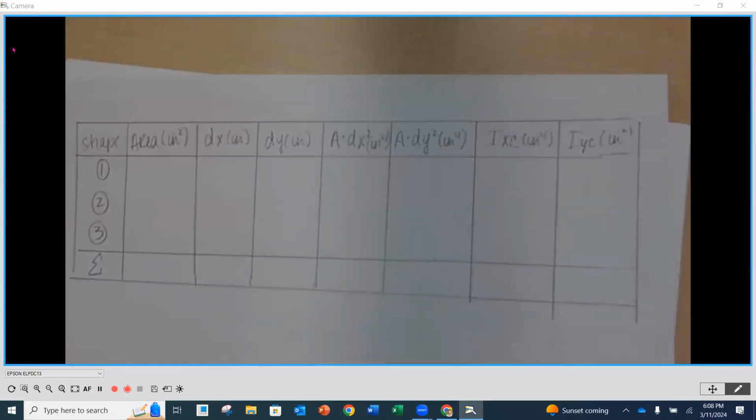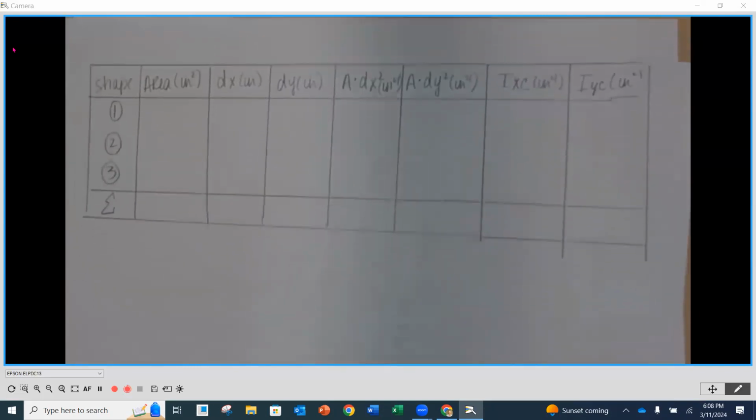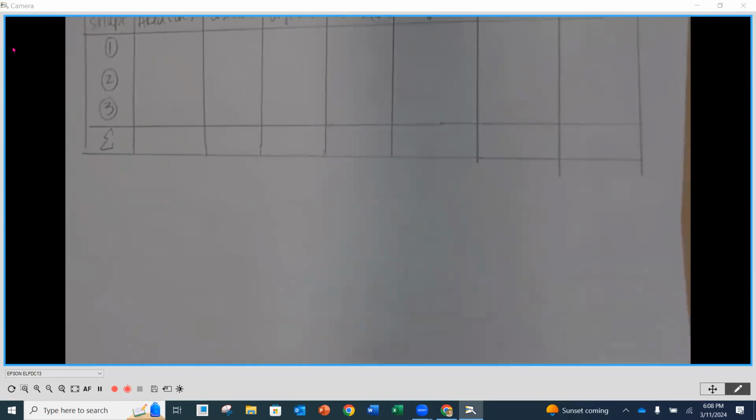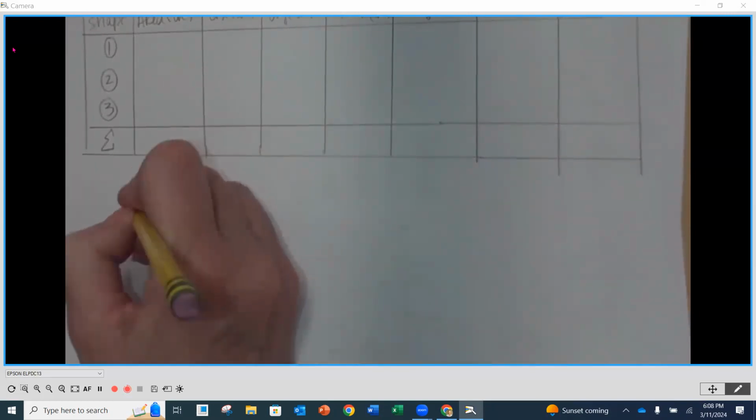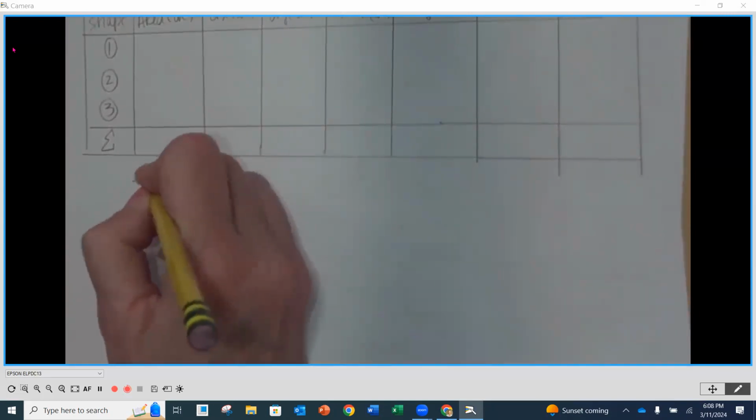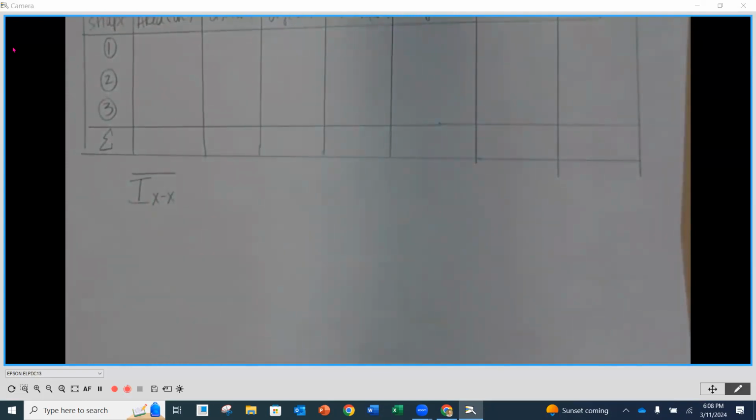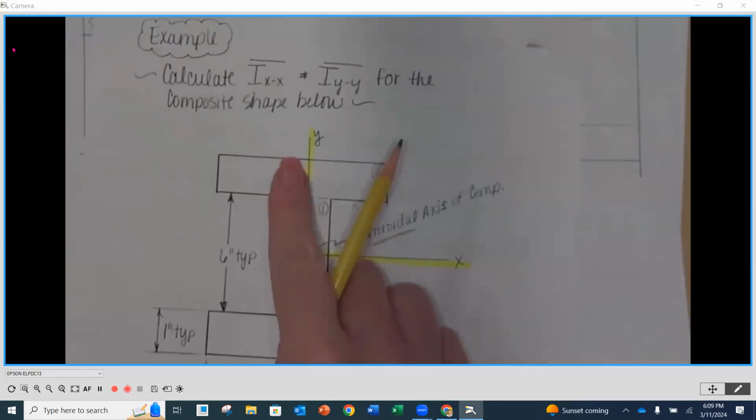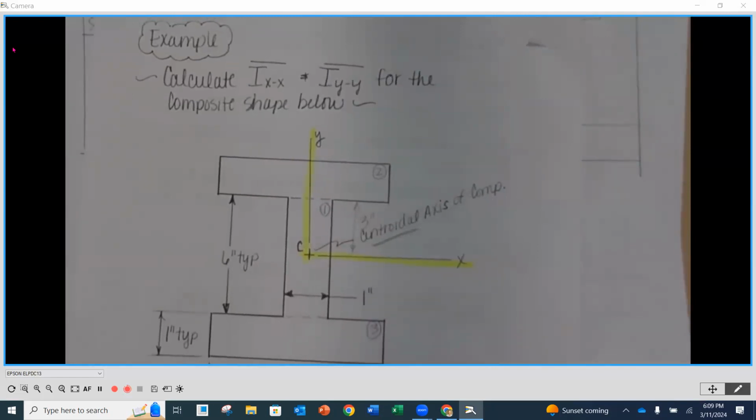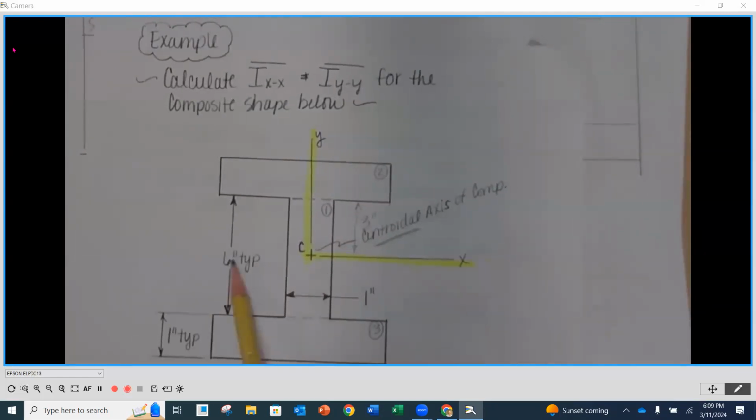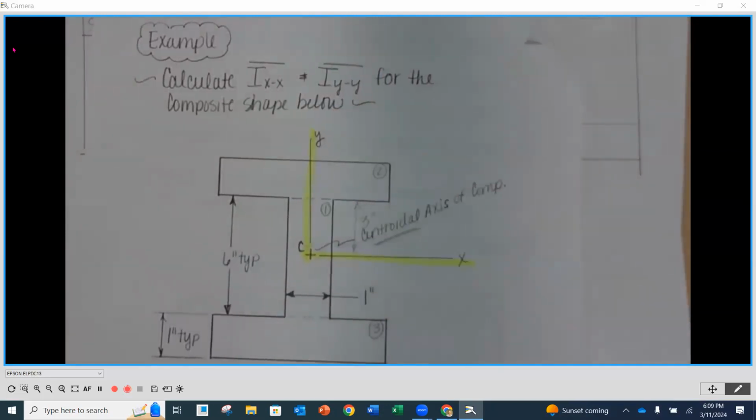Now, just below here, before I start filling this in, I want to show you why we did what we did. We are looking for the moment of inertia about the x centroidal axis of this part, which was identified in our original problem as going right through that center. So we want to know the moment of inertia about the horizontal axis x here and the vertical axis y.